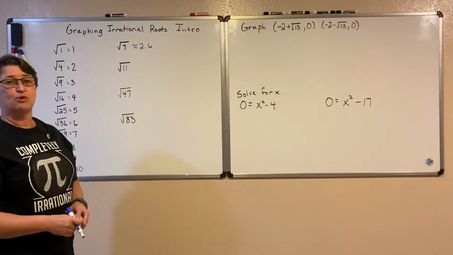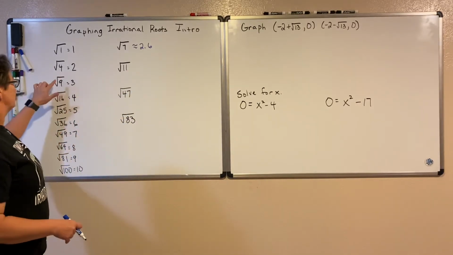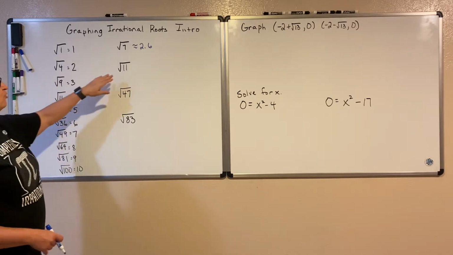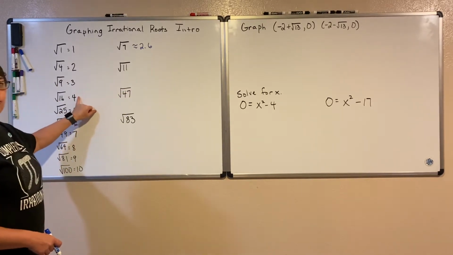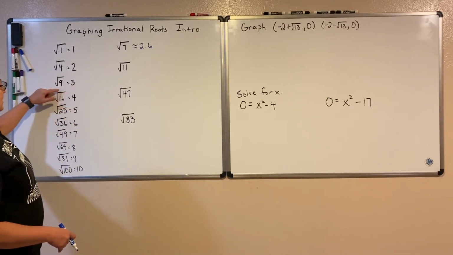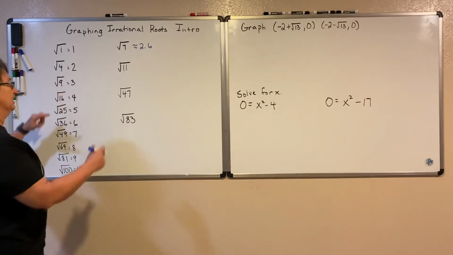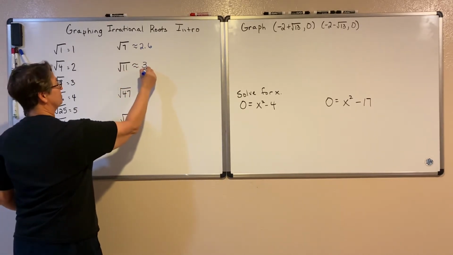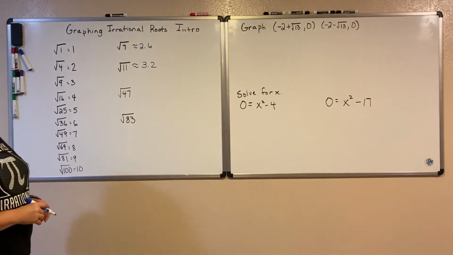Let's do the same with the square root of 11. Notice that 11 is in between 9 and 16. So I know that the square root of 11 is going to be between 3 and 4. Closer to the 3 than the 4 because 11 is closer to 9 than it is to 16. So it's about 3.2, something like that. It's approximately there.